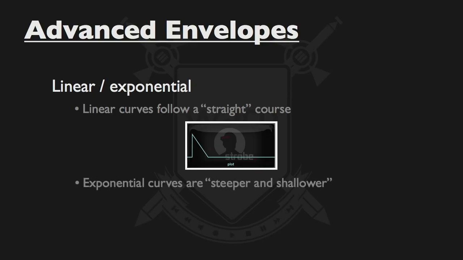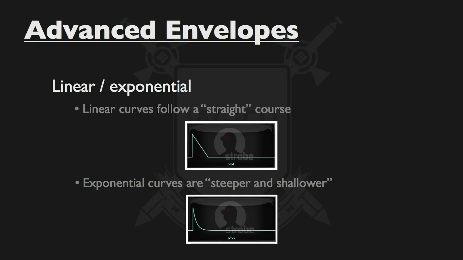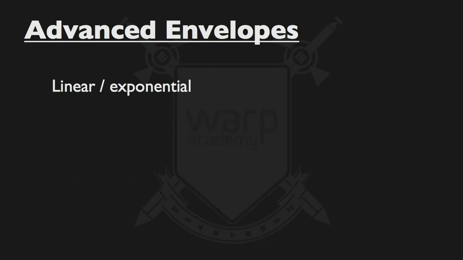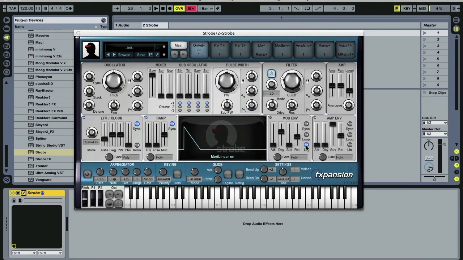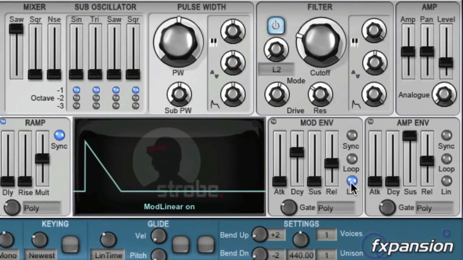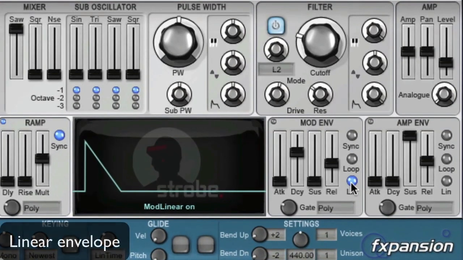Exponential curves do not. They follow a simultaneously steeper and shallower course as they make their transition from value A to value B, and because of this, they mimic some of the properties of acoustic instruments like pizzicato violin plucks, piano, snare drums, etc. Let's have a quick listen to both options in Strobe, using the envelope applied to a low-pass filter on a sawtooth wave.